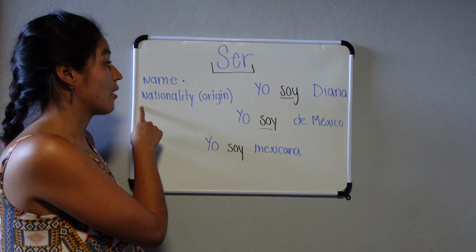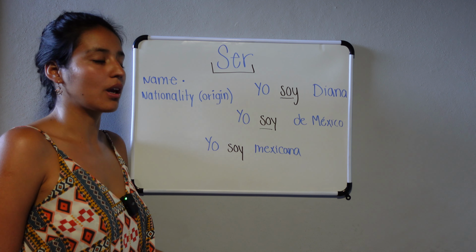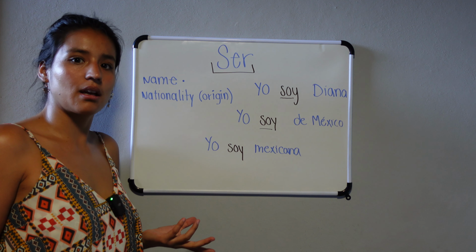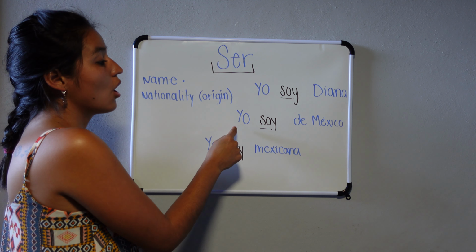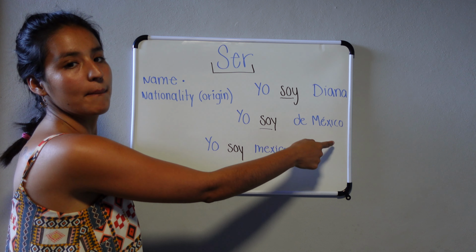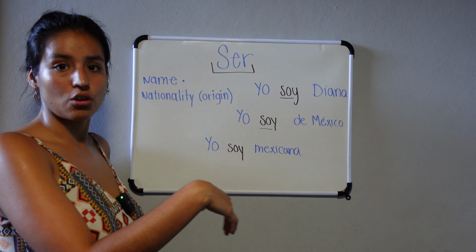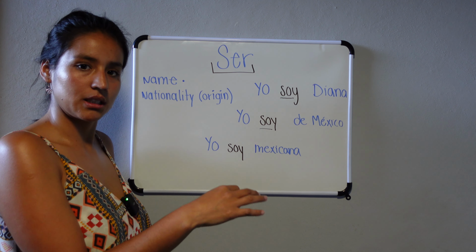We are saying that we use ser for nationality, but also the origin. So you can either choose between I am Mexican or I am from Mexico. And for sure, if you use I'm from Mexico, you have to add this, yo soy de México. And if you want to say just your nationality, yo soy mexicana, okay?